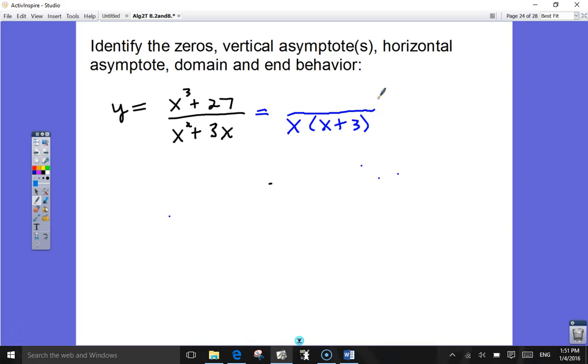And what about the numerator? Is that any kind of pattern that we've seen? It's the sum of cubes, right? That 27 should be kind of blaring out at you. That's a cube, x to the third. This is the sum of cubes. That's why we learned those. So that would factor like this: x plus 3 times x squared minus 3x plus 9. Okay, what are the zeros of the function?